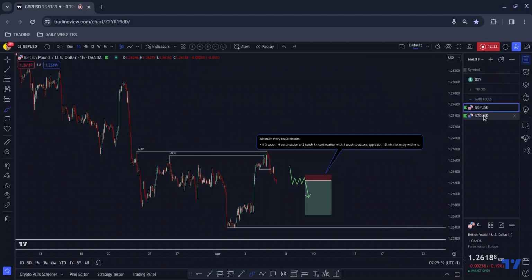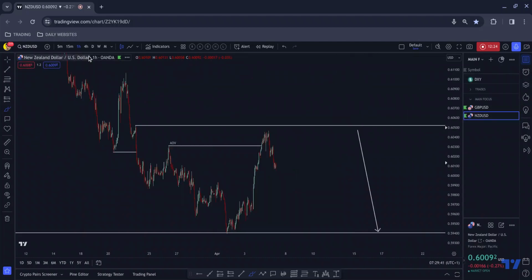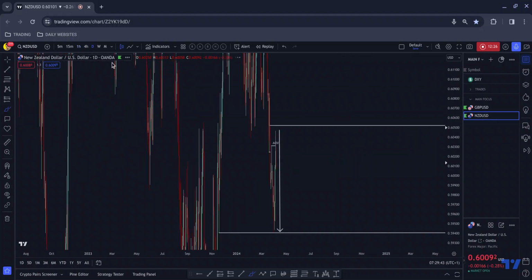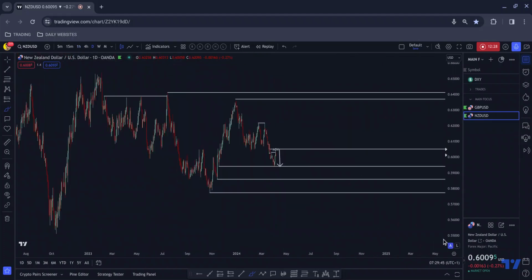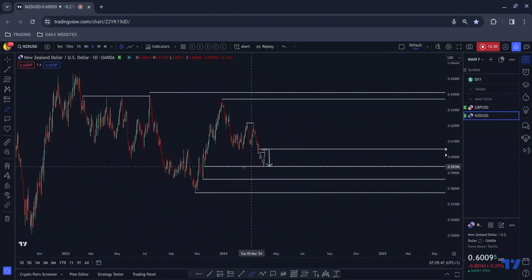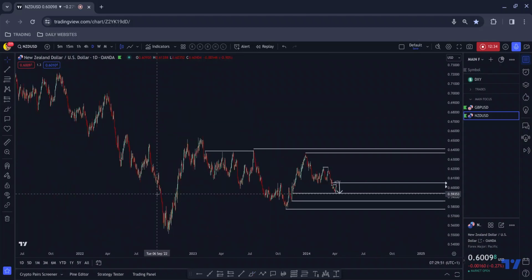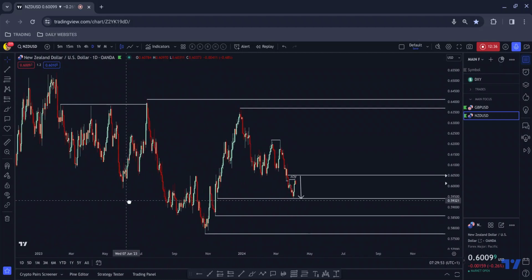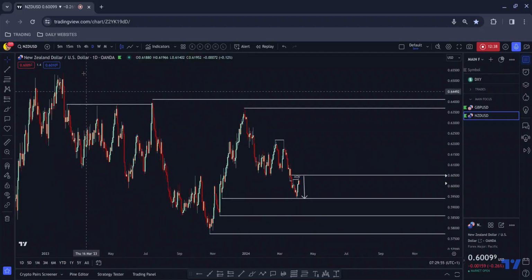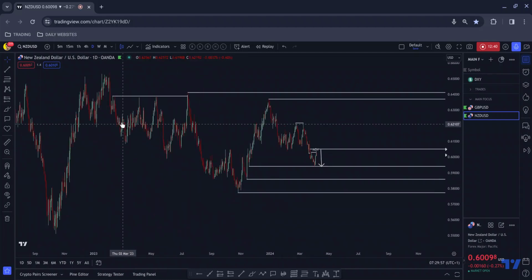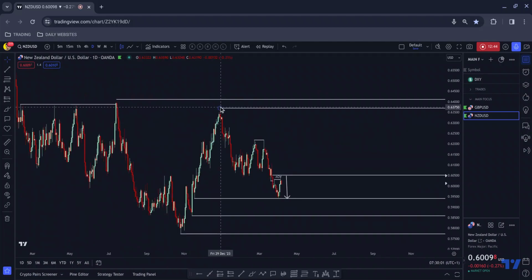So Kiwi dollar is a slightly different entity, and you may be able to spot the difference already. On the higher time frames, we have this. You can see that we have this continuation here. So we have the move down. We have a very wide continuation. We kind of near missed it. So already this isn't looking as good as pound dollar.